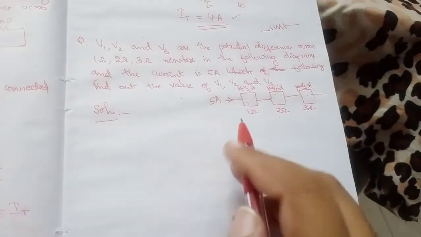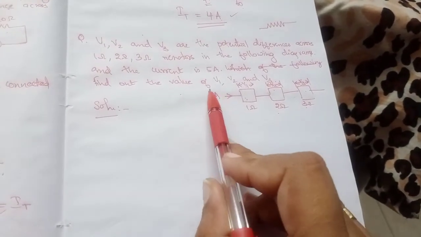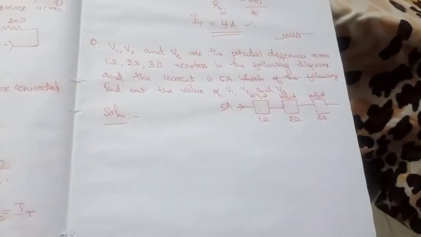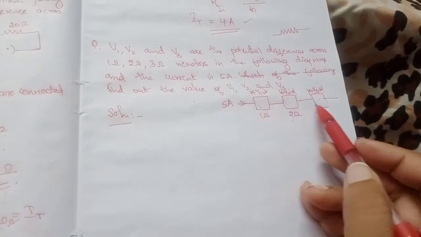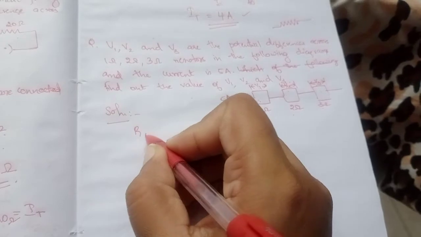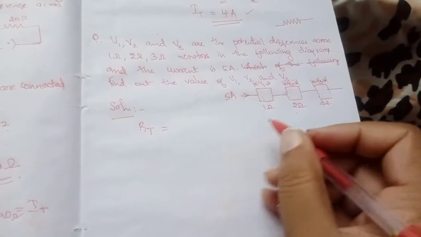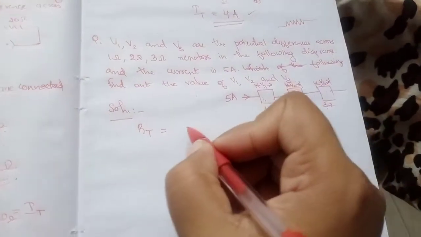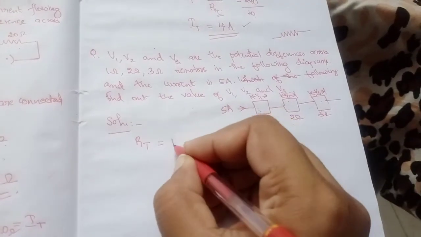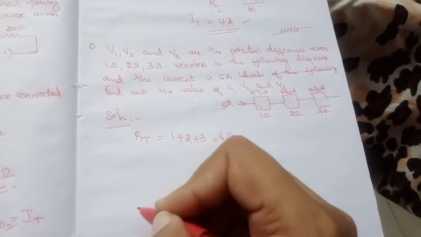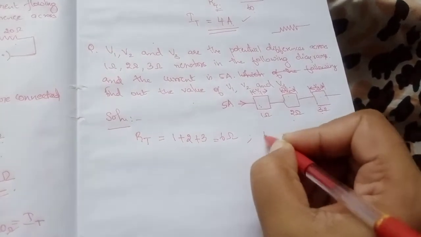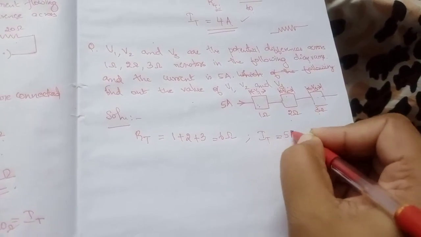Okay, so first here we know only what is the value of total current. Right, we know only what is the value for total current, and we need to find out the voltages of these three resistors separately. So first of all, let us find out what is the value for total resistance. So we know these three are connected in series. So what we have to do? Yes, we need to add all the three. So 1 plus 2 plus 3, which is equal to 6 ohm. Okay, and the total current IT is given as 5 ampere.